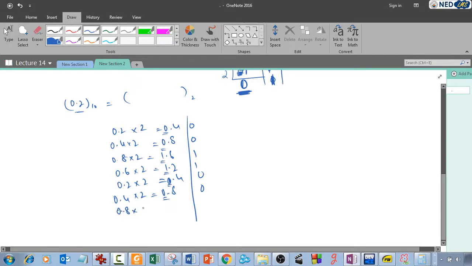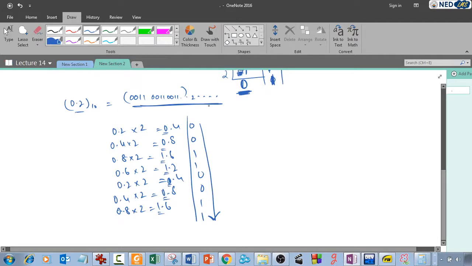0.8 into 2, that would be 1.6. So take this number 1. So the next number would also be 1, because 1.6 into 2 is 1.2, and it will just repeat. So we can write this as 0 0 1 1, starting and going in this direction. Okay, 0 0 1 1, then 0 0 1 1, 0 0 1 1, and this will keep on going forever.